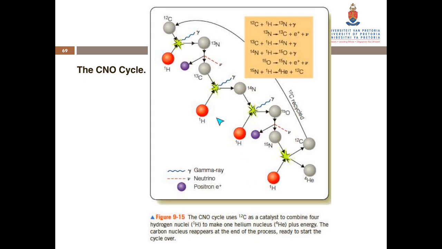The CNO cycle in this image shows carbon-12 as a catalyst to combine 4 hydrogen nuclei to make 1 helium nucleus plus energy. And the carbon nucleus reappears at the end of the process, ready to start the cycle all over. That happens in some stars, but a normal star will just use proton-proton fusion.